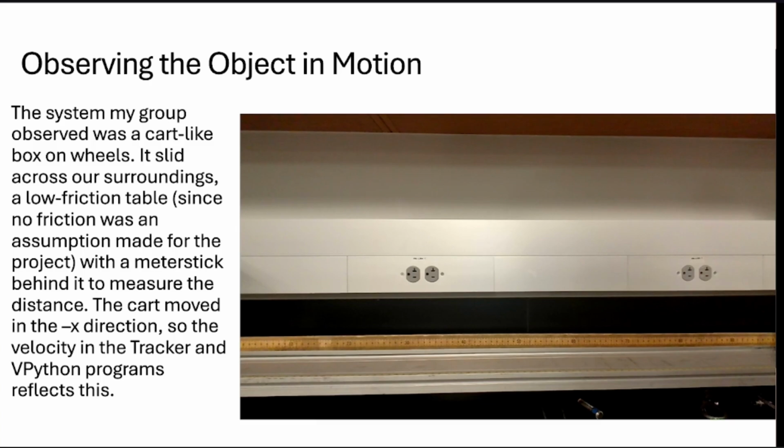Observing the object in motion. The system my group observed was a cart-like box on wheels. It slid across our surroundings, a low-friction table, with a meter stick behind it to measure the distance. The cart moved in the negative x direction, so the velocity in the Tracker and VPython programs reflects this.